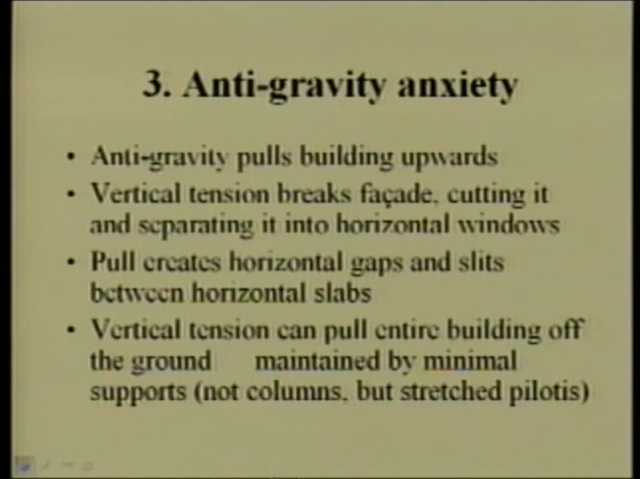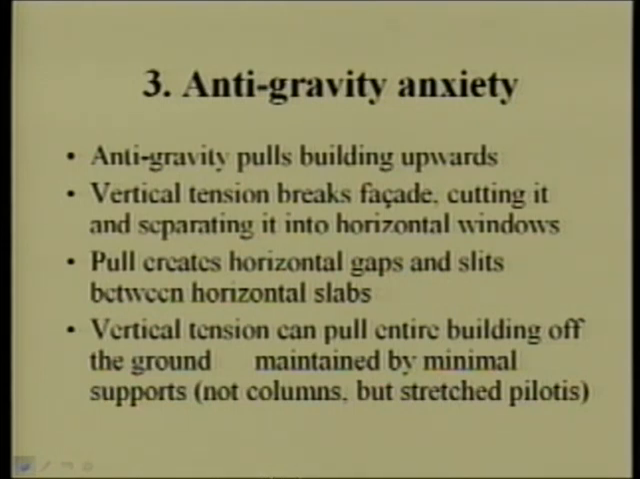And that creates, as the title of this part of the talk, anti-gravity anxiety. Anti-gravity will pull a building upwards, or appear to pull the design upwards, and then you build a building according to the model. The vertical tension on a design will first of all break the facade, and will cut it where? Into horizontal gaps, and we usually use gaps for either a space, left open space, or windows. So it creates a certain definite typology of horizontal gaps and slits between horizontal slabs. This is the anti-gravity pull model.